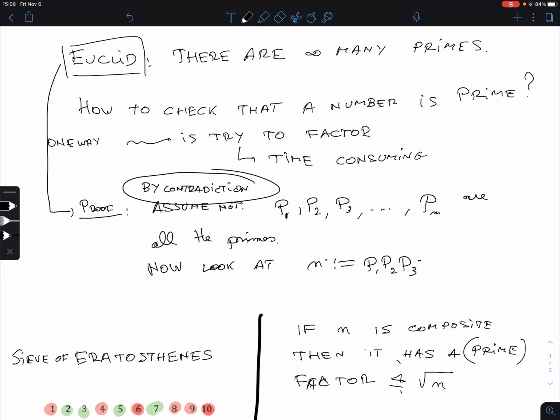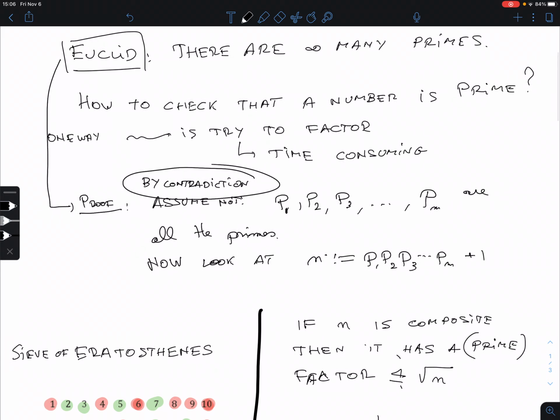So I'm multiplying all together, P1 through Pm, and then that's what you do, right? If kids say, I want to make a big number, and then one says a million, and another says a million plus one, and then billion and trillion, and then one very smart guy says infinity, and the other says infinity plus one. So that's what we're going to do, plus one. Make it just a little bit bigger.